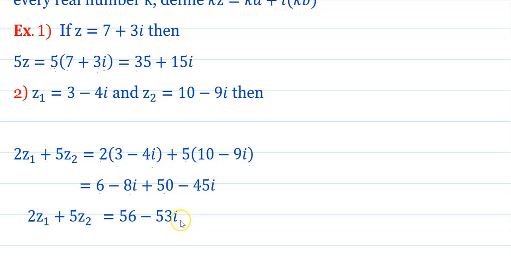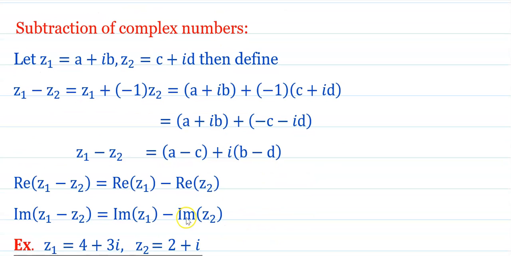Okay. Now the next. Upon addition बघितले, addition of the complex number, multiplication with the scalar number, with the complex number. Now the subtraction of the complex number. Z1 is equal to A plus IB, Z2 is equal to C plus ID. Then define Z1 minus Z2, Z1 plus minus 1 into Z2. या प्रकारे देखील आपण असं लिहू शकतो ते.